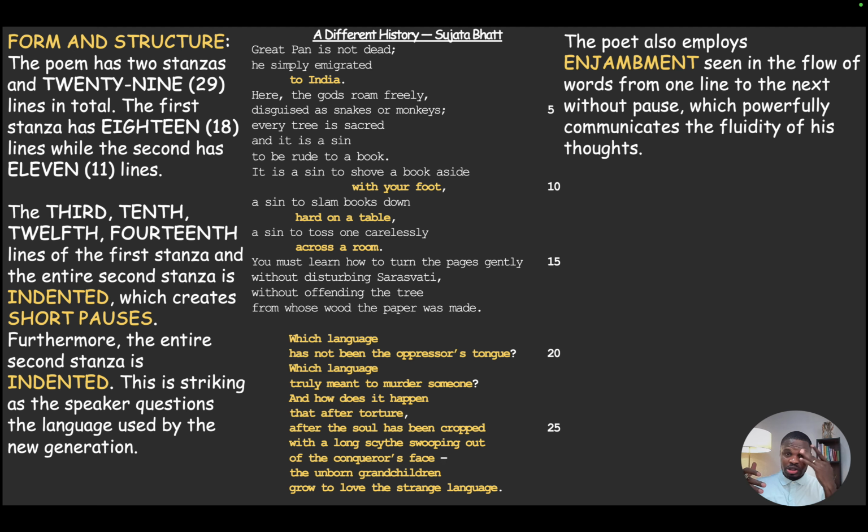"A sin to toss one carelessly." And then there's indentation before we see "across a room." But then the entirety of the second stanza is indented. And I think the speaker does that to create short pauses.